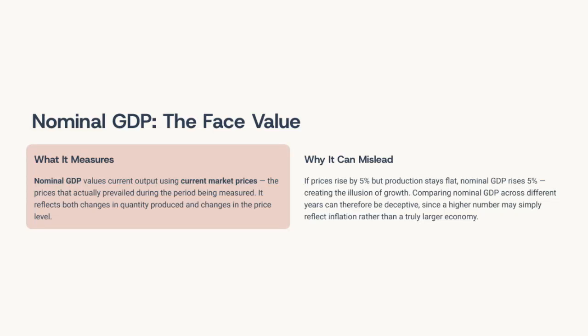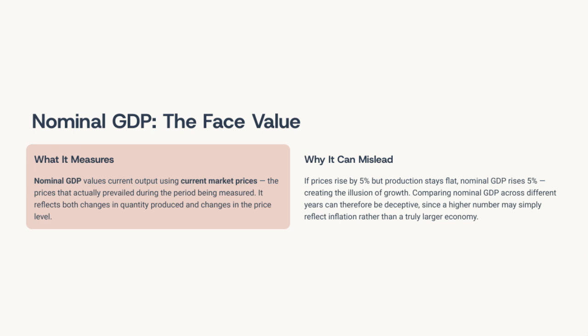Let's take a closer look at why nominal GDP can sometimes be misleading. Imagine prices go up by 5%, but the actual amount of goods and services produced stays the same. In that case, nominal GDP would also increase by 5%. On the surface, it looks like the economy has grown, right? But in reality, it's just because prices rose, not because we're producing more. This is an important point, because when we compare nominal GDP figures across different years, those higher numbers might not really reflect a bigger or healthier economy. They could simply be a result of inflation.